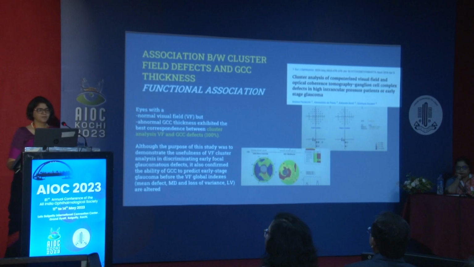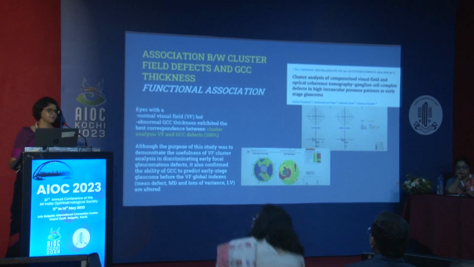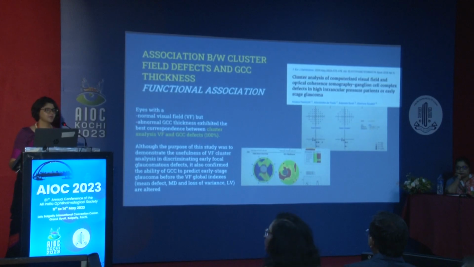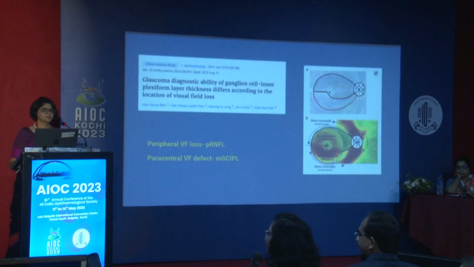A study done by Perdici et al. has shown that if you have an abnormal GCC, very often you have a very good correspondence with a cluster field effect. The field GHT might be showing normal or borderline, but if you have a cluster field effect and you have an associated GCC defect, then the possibility of glaucoma is higher. And so this confirmed the ability of GCC to predict early stage glaucoma before the visual field global indices are altered. If your GCC macula is affected, you must go for a 10-2 visual field test.